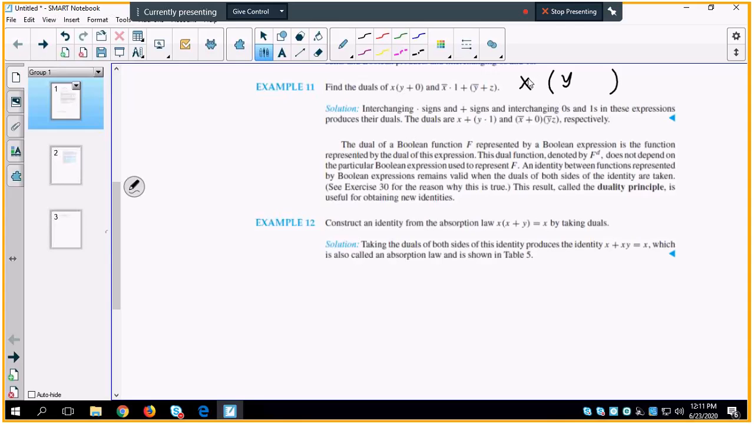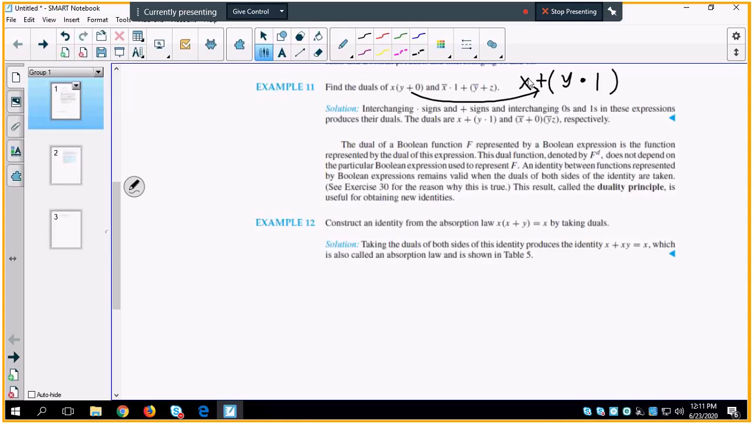So for the first one, I will say y dot 1 and I change the plus to a dot and I change the 0 to 1, whereas x dot will be changed to x plus. So that's the dual of the first expression.